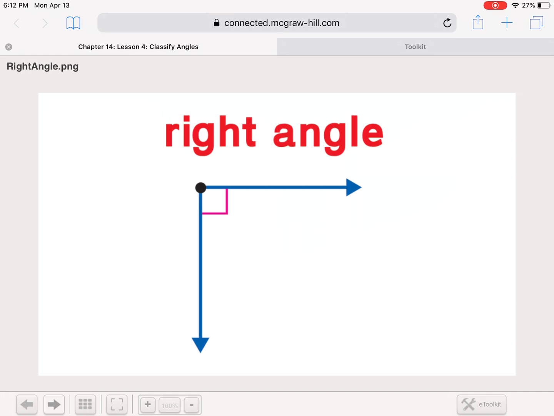Here's a picture of a right angle. The definition of a right angle is when an angle is 90 degrees. Usually when you see pictures of angles, the big clue that it's a right angle is you see the little square that's close to the endpoint. That'll tell you that that angle is 90 degrees.